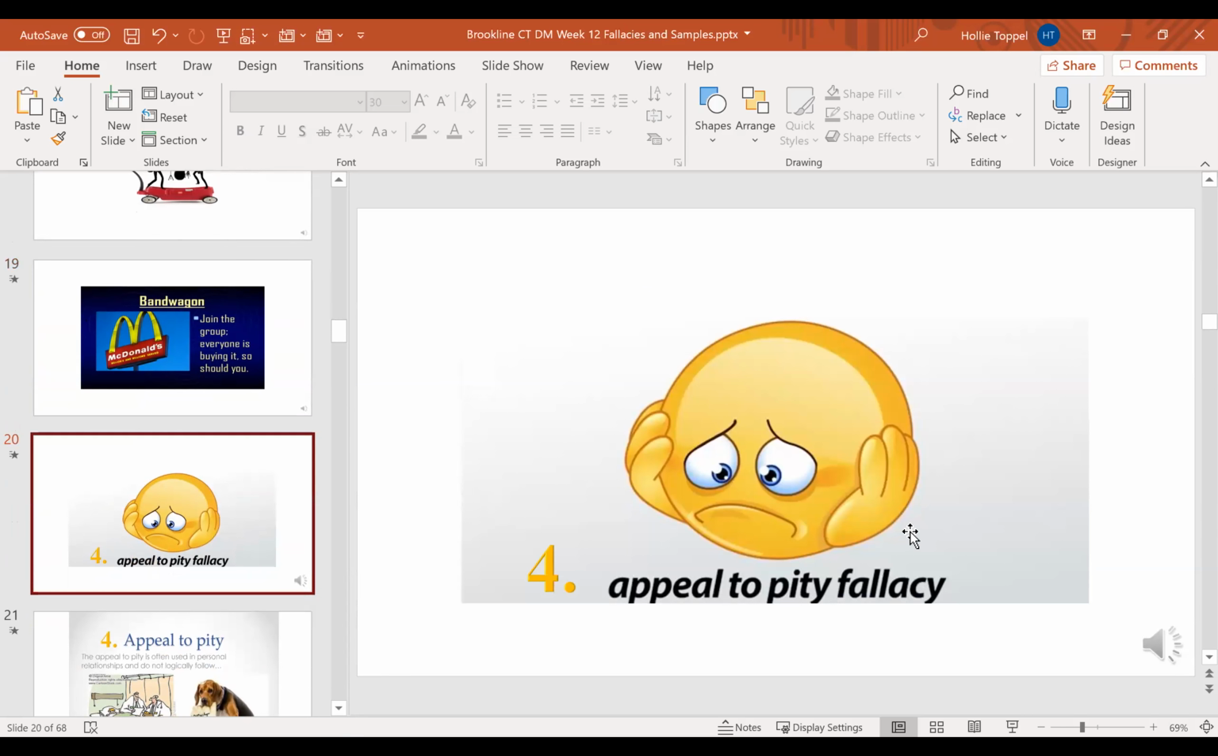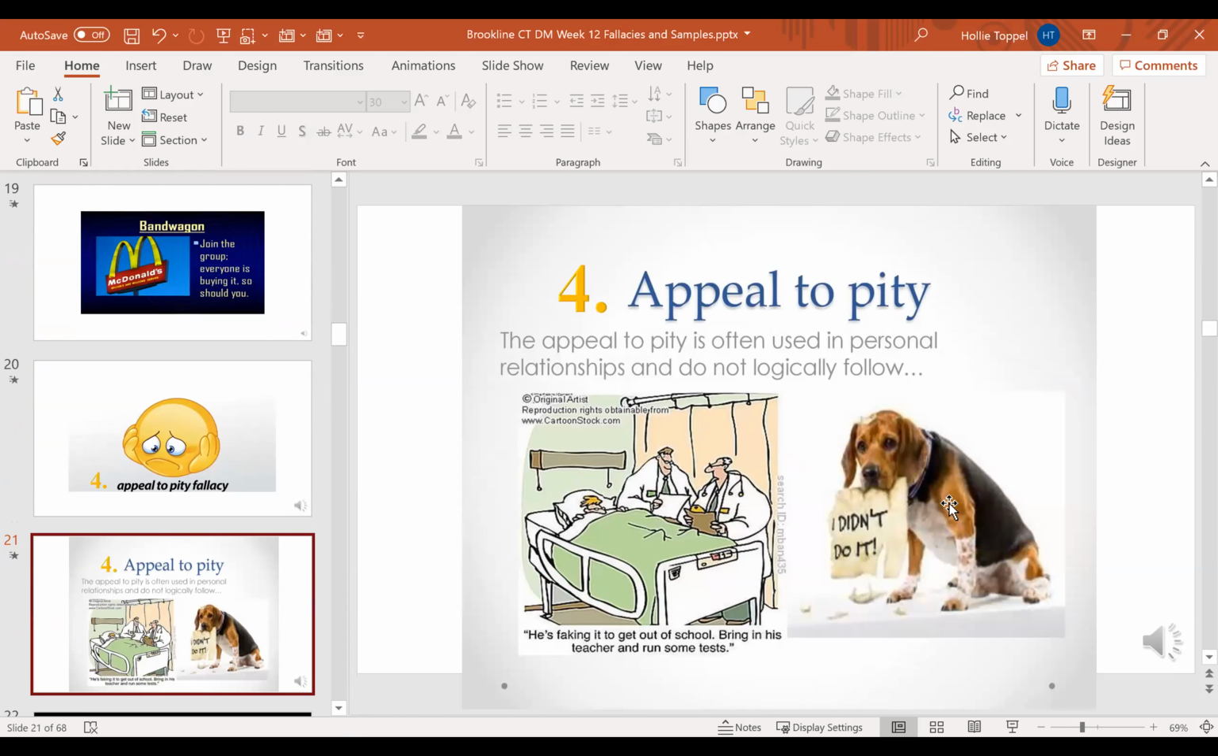Appeal to pity fallacy. I've seen smaller children do this one until it doesn't work anymore. This is how small children will wrap you around their little finger. Mom, it hurts. And dog, I didn't do it. This one is he's faking it to get out of school, bring in his teacher, and we'll run some tests. My son actually did this when he was in 6th grade. For 3 weeks in a row, he went to the nurse's station at 1 o'clock and had to come home. He did run a fever, but he was sent home. And it turned out that at 1:15, they were scheduled to have a spelling test. So he didn't want to take it. It was appealing to the pity of the nurse.